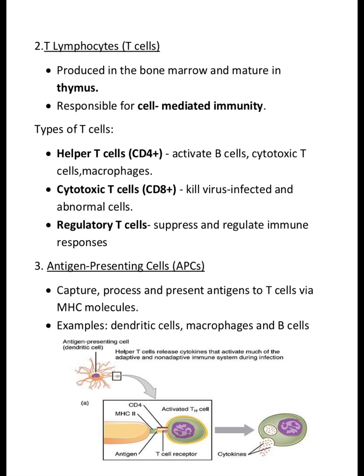Helper T cells activate B cells, cytotoxic T cells, and macrophages. Cytotoxic T cells kill virus-infected and abnormal cells. Regulatory T cells suppress and regulate immune responses. Antigen-presenting cells capture, process and present antigen to T cells via MHC molecules. Examples of antigen-presenting cells include dendritic cells, macrophages and B cells.